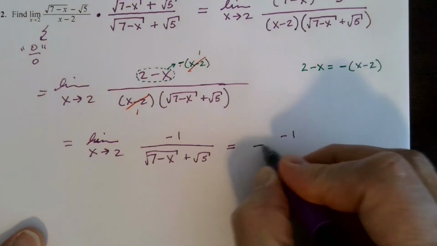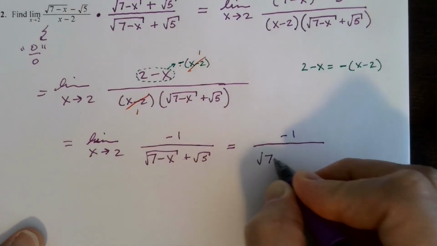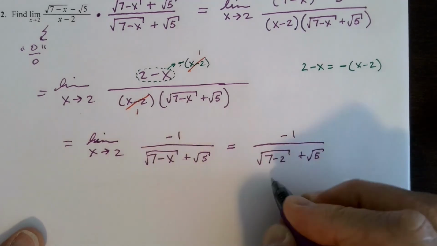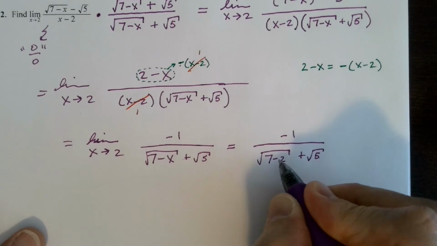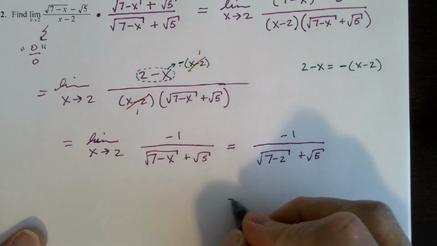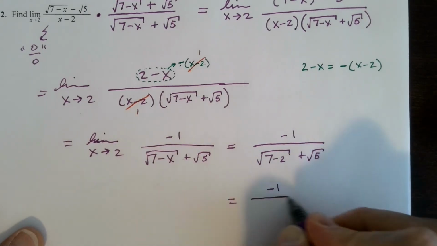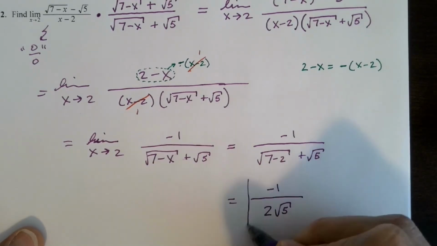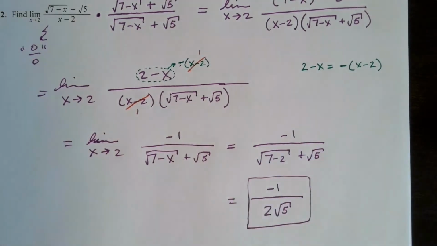If I plug in x equal 2, I get, this is of course the square root of 5. What is the square root of 5 plus the square root of 5? If you add, you get 2 square root of 5. Not multiplying, I'm adding. So there's our actual limit.